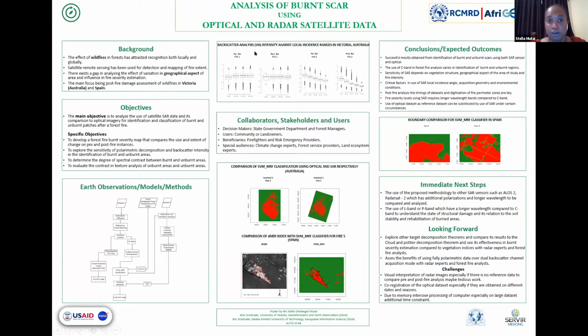First, I performed backscatter analysis. I did a graph analysis of backscatter against local incidence angle. There are a few particular characteristics that I realized as I was doing my study. One is that whenever I did backscatter on a flat area, the areas that had small incidence angle showed a high difference between burnt and unburnt vegetation compared to areas that had steep slopes.